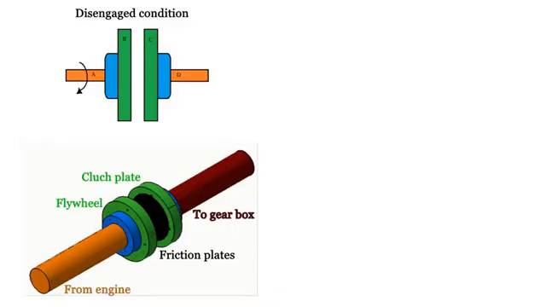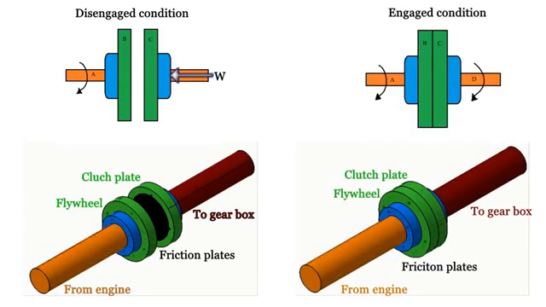Initially, when clutch is not engaged, disc B and shaft A is rotating. But if we apply axial force on clutch plate, that is on disc C, then both the friction plates come in contact with each other and power will be transmitted to the gearbox. Please note that the axial force is not applied by the driver. This force is applied by the springs or pressure plate. Clutch is always in engaged condition. When driver press the clutch pedal, it gets disengaged.